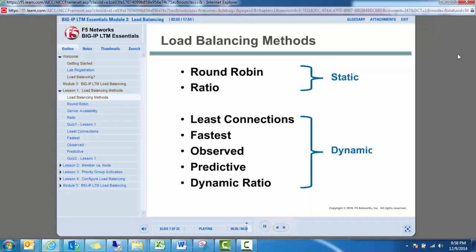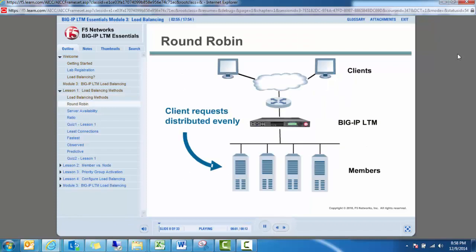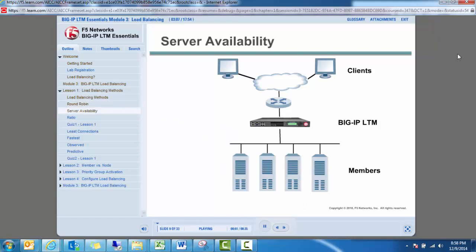Let's take a look at how these different modes work. Round robin is the default and probably the most commonly used load balancing method. Using this method, BigIP evenly distributes client requests across all available pool members. It is important to know that BigIP distributes requests between available servers only. Server availability is determined by the administrator and monitor status of both the node and the member. These concepts are covered in more detail in later modules.